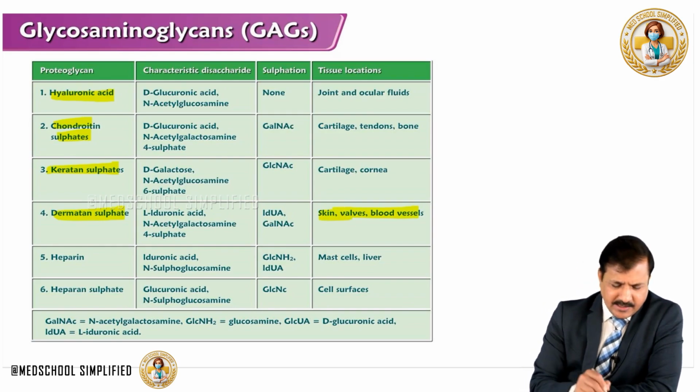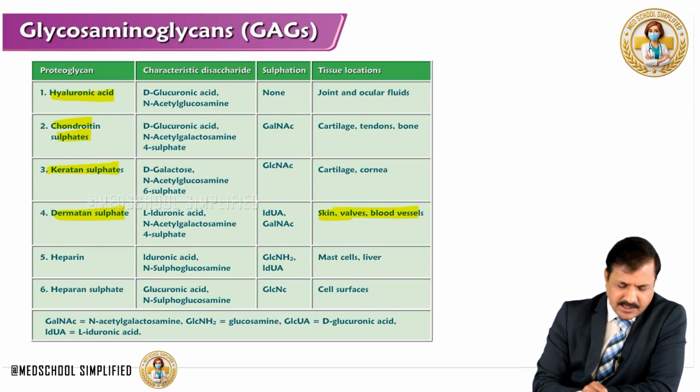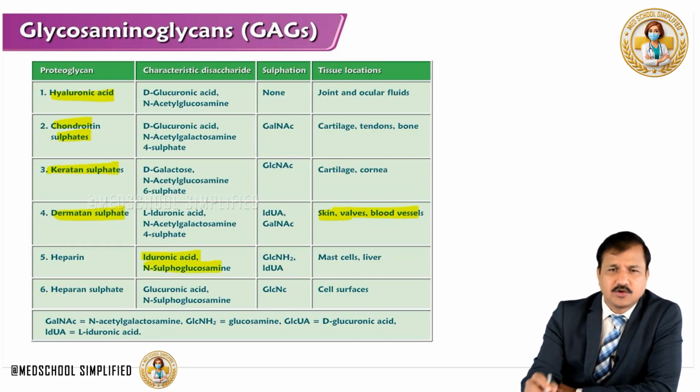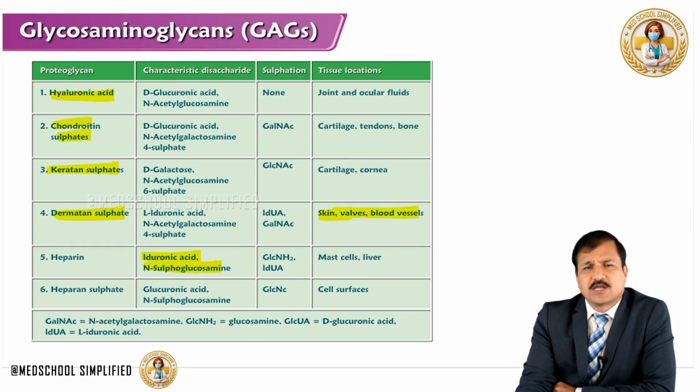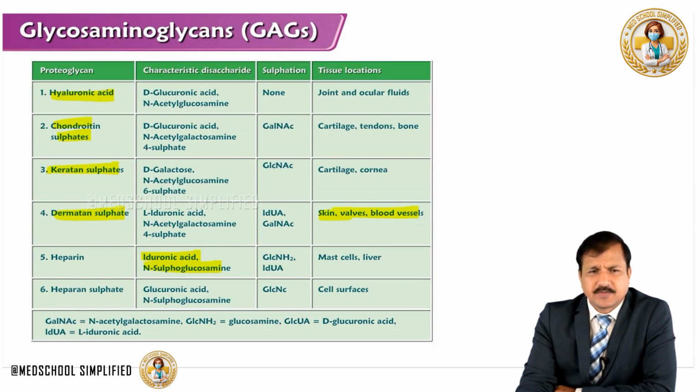And coming to heparin. Heparin contains iduronic acid and N-sulfoglucosamine. So the sulfation is on glucosamine and iduronic acid, and it is present in mast cells. In fact, heparin is secreted by the mast cells and also present in the liver.